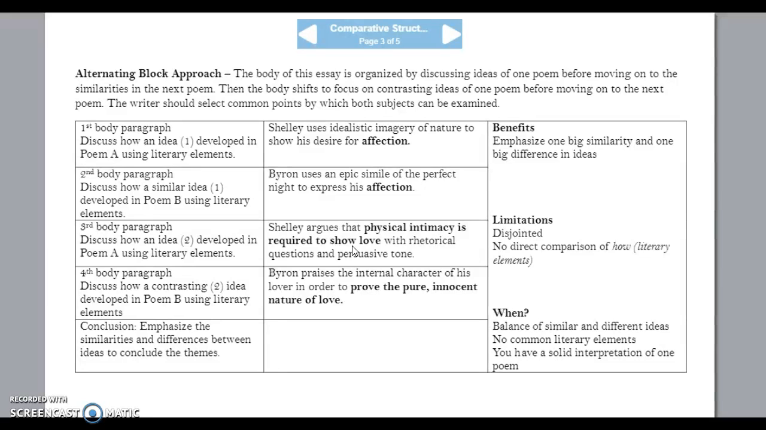In this one, we see a different how, because in the other one, Byron praises the internal character, so I'd focus more on the descriptions and not necessarily these rhetorical devices. But in the end, we have completely different perspectives, as he shows a different perspective of love.